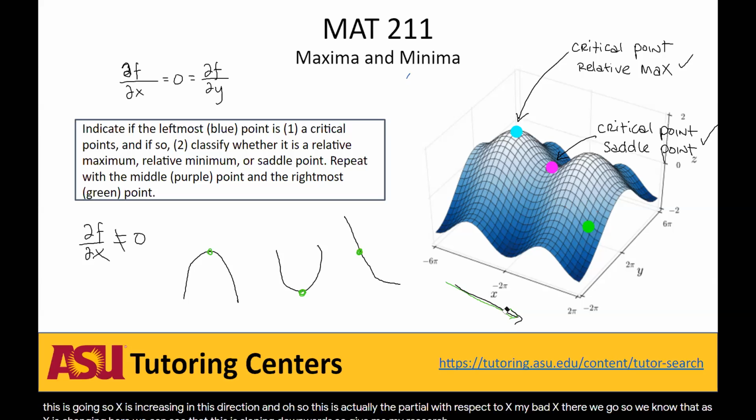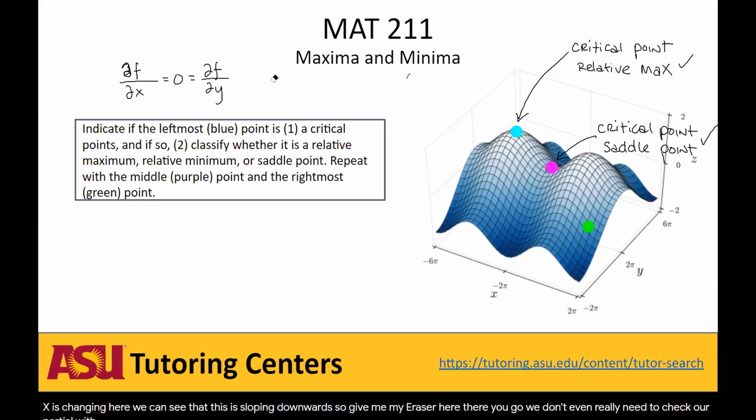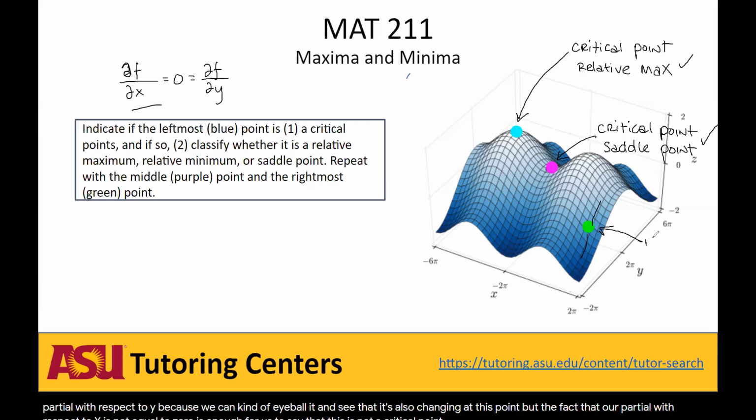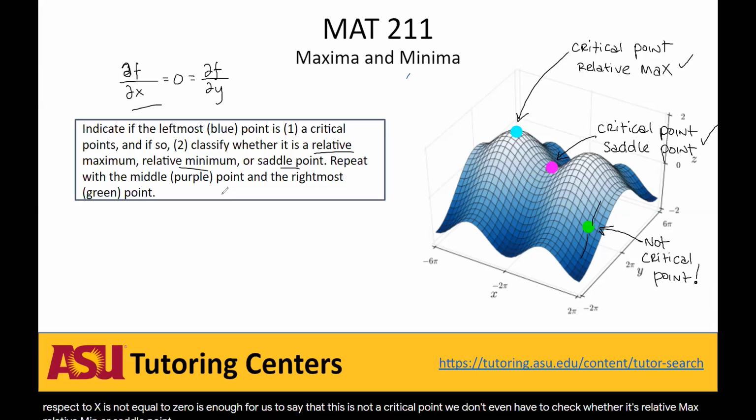Give me my eraser here. There you go. We don't even really need to check our partial with respect to y, because we can kind of eyeball it and see that it's also changing at this point. But the fact that our partial with respect to x is not equal to 0 is enough for us to say that this is not a critical point. So therefore, we don't even have to check whether it's relative max, relative min, or saddle point, because it's not going to be any of those things, because it's not a critical point.